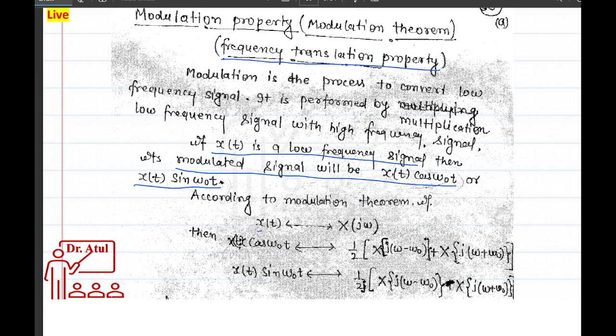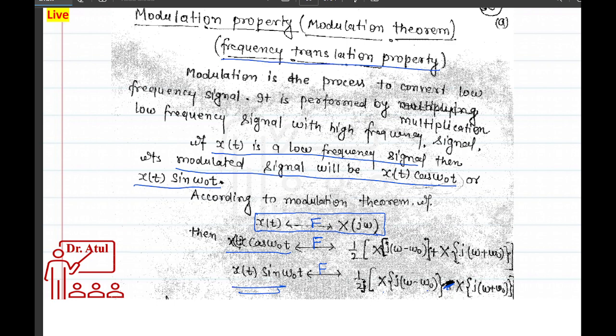According to the modulation theorem, if the Fourier transform of x(t) is X(j omega), then the Fourier transform of x(t) cos omega naught t is equal to half of [X(j(omega minus omega naught)) plus X(j(omega plus omega naught))]. Fourier transform of x(t) sin omega naught t is equal to 1 upon 2j [X(j(omega minus omega naught)) minus X(j(omega plus omega naught))]. There are these two terms. I will prove one. The second part you have to prove similar to the first part.